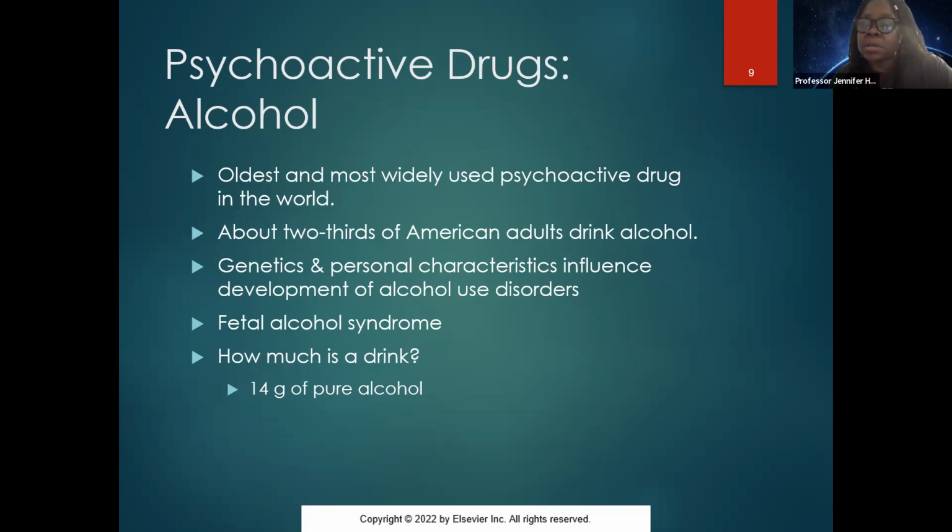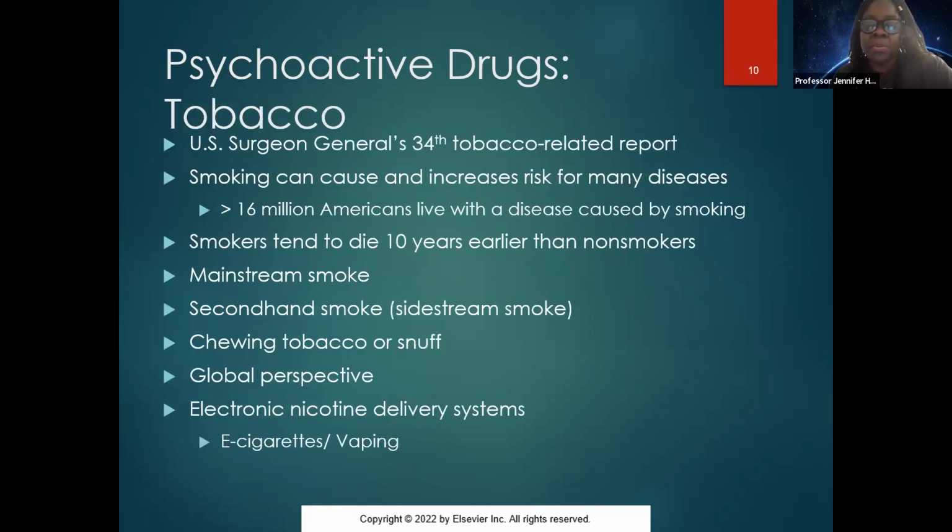1.5 ounces of distilled spirits have about 40% alcohol. So just know what's in your drink. Smoking can cause cancer, period. The U.S. Surgeon General, who I work for, releases reports about substance use. But smoking specifically can lead to heart disease, diabetes, COPD, lung diseases, pulmonary diseases, emphysema, chronic bronchitis, and increases your risk of tuberculosis, eye conditions, immune system problems, and rheumatoid arthritis.